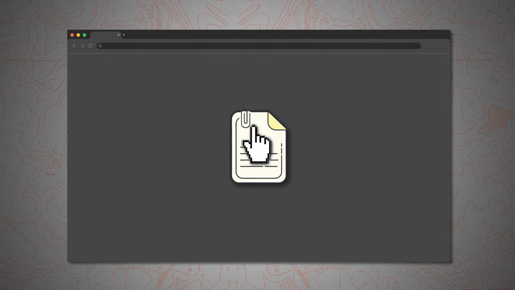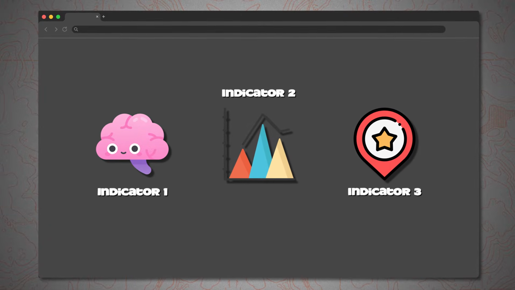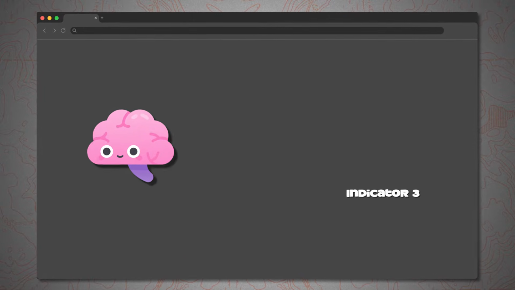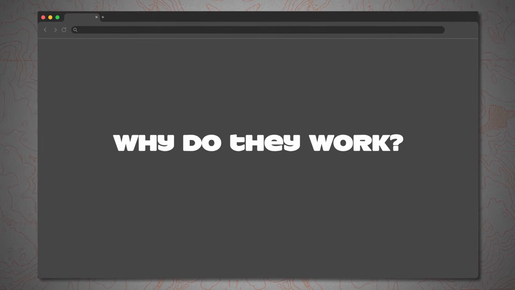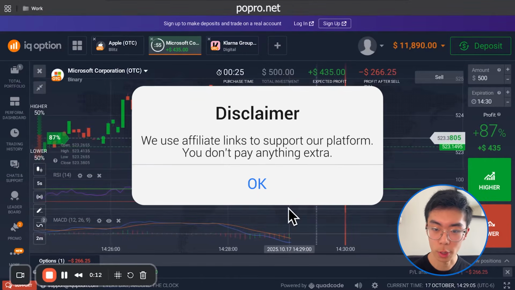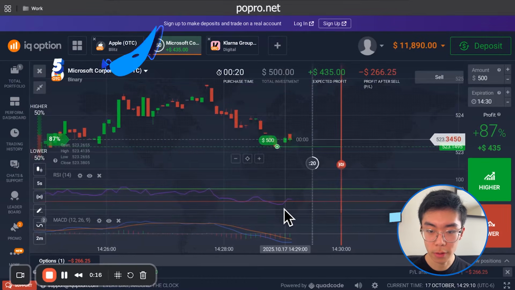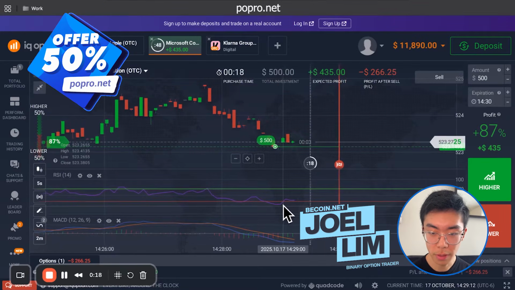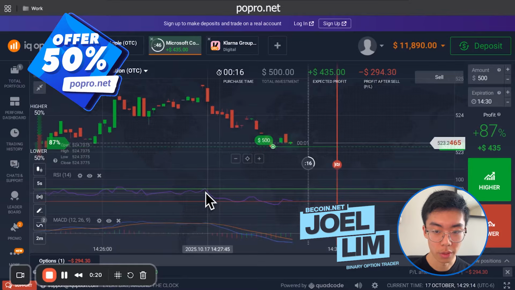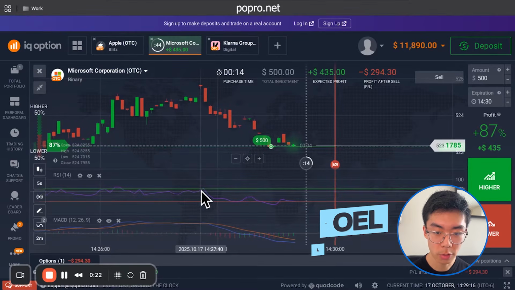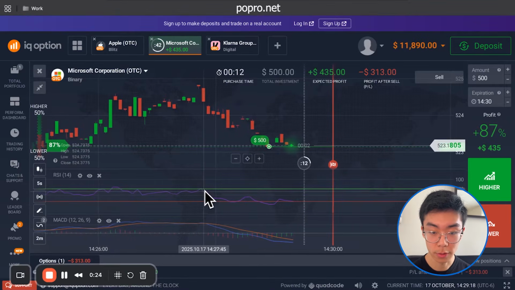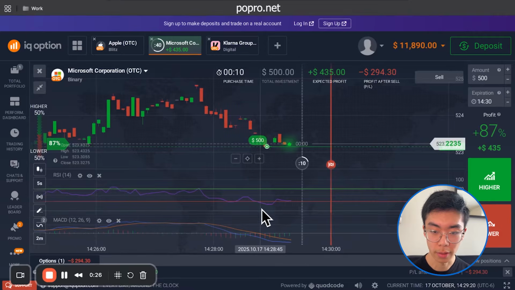All right, so I'm going to discuss the top 3 indicators in this video right here. So what are they and why do they work? First off is the RSI indicator, and this measures the overbought and oversold levels. If something falls below the 30 level, it's generally speaking oversold, so it'll generally speaking go up. But if something goes above the 70 level, it'll generally speaking go down because it's overbought, okay?